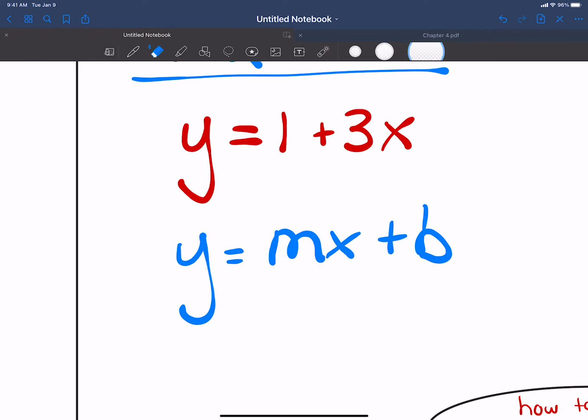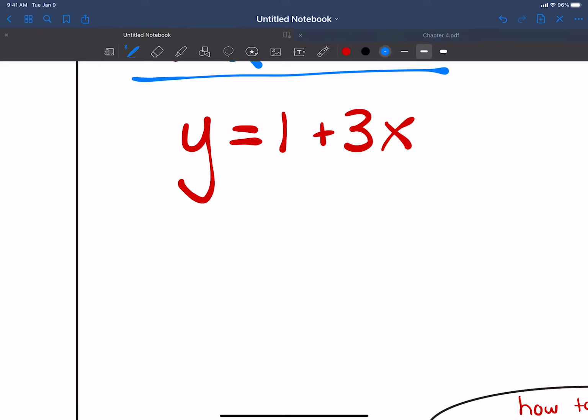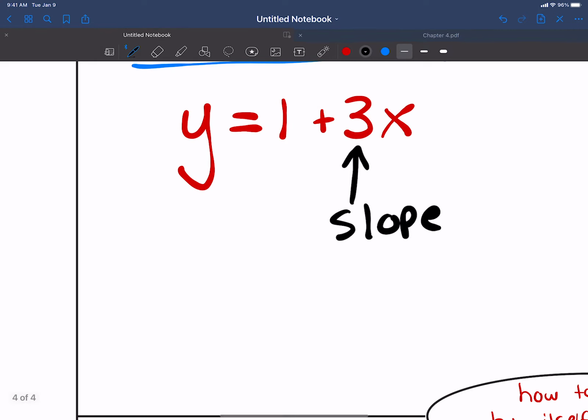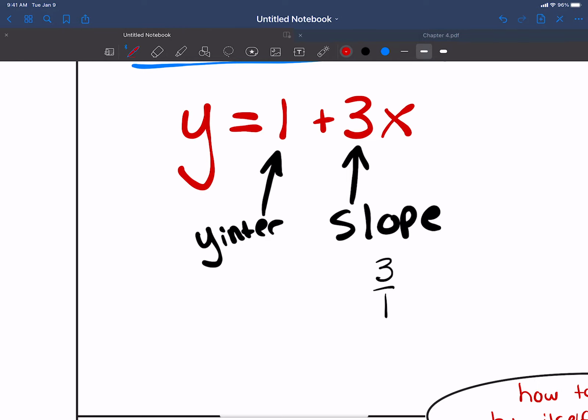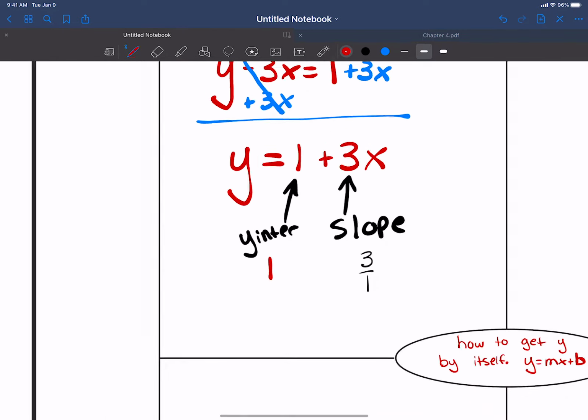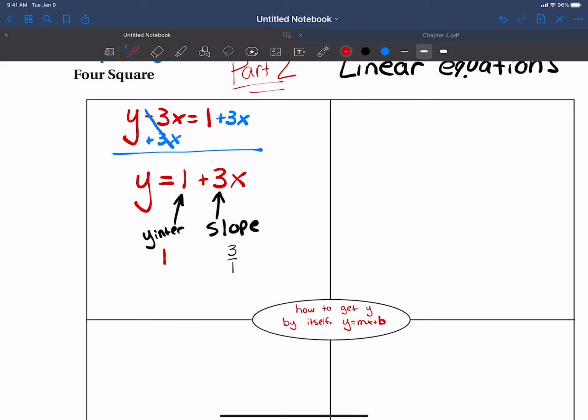So, knowing that, I'm going to erase this real quick. Hopefully you guys can erase yours as well. Knowing that, this is my slope. Write that down. What is my slope? Well, remember, we like slope as a fraction, so it's actually 3 over 1. This is my y-intercept. What is the y-intercept? It's 1. So if I needed to graph this equation, this is where I'd start.